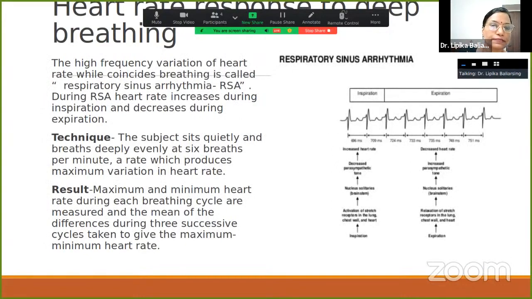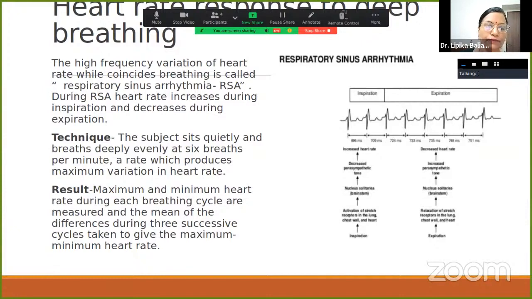Coming to the response of heart rate in response to deep breathing. The high frequency variation of heart rate which coincides with breathing is called the respiratory sinus arrhythmia, or RSA. During respiratory sinus arrhythmia, the heart rate increases during inspiration and decreases during expiration.